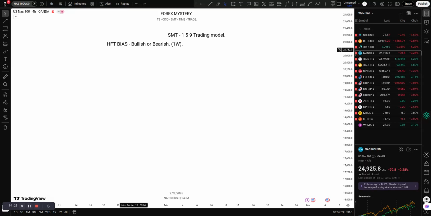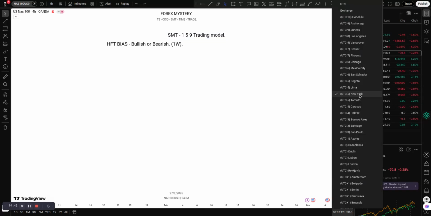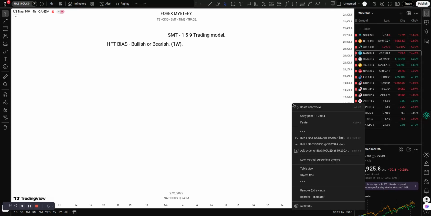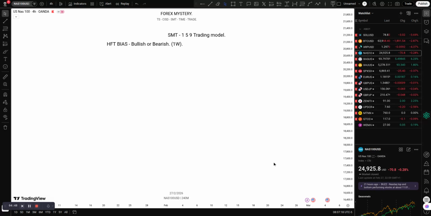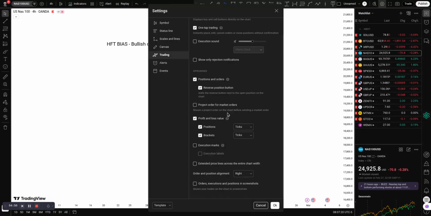Yes, the daily time frame is actually important, but this time around we are looking at the 159 model. And with this 159 model, first thing first, you need to change your time to New York Standard Time. Like you can see, mine is in New York Standard Time. I think in the settings you can change it to 24 hours, something like that.